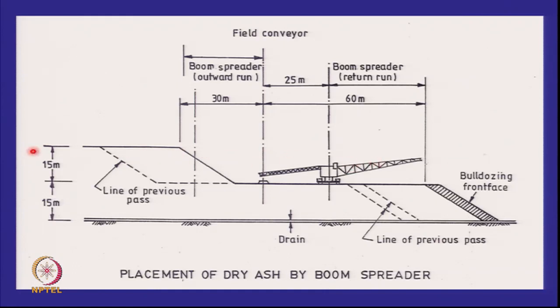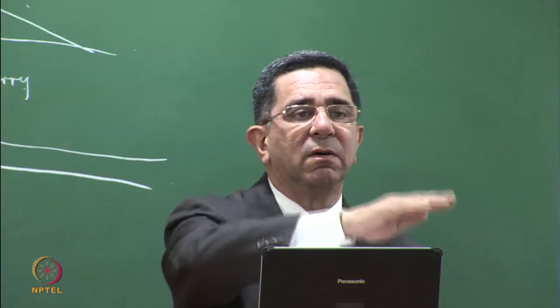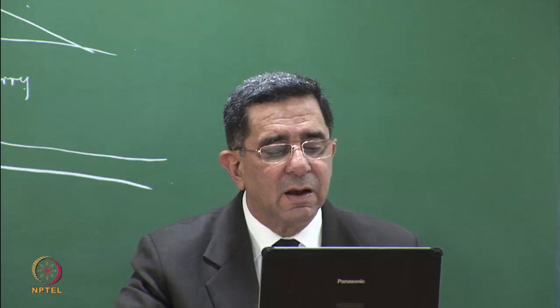Here we have a boom spreader which will drop the material 15 to 20 meters high. This is the previous lift, this is the future lift. Here is the conveyor belt. The material comes along this conveyor belt, goes up to the boom spreader and is dropped. At the moment, the boom spreader has dropped the material on this existing slope and built this up. Then it will turn around completely and build this up, dropping the material here.